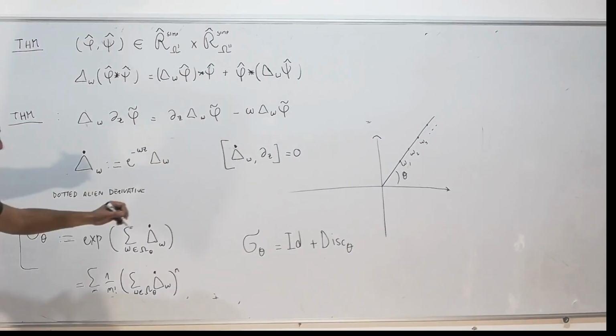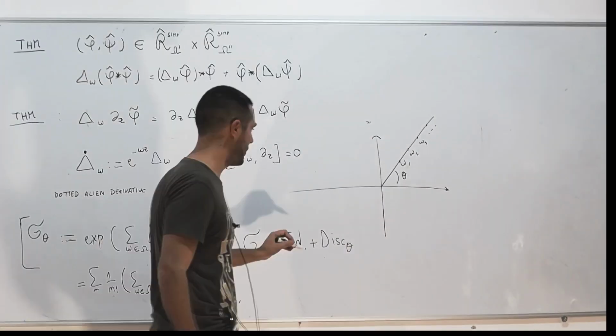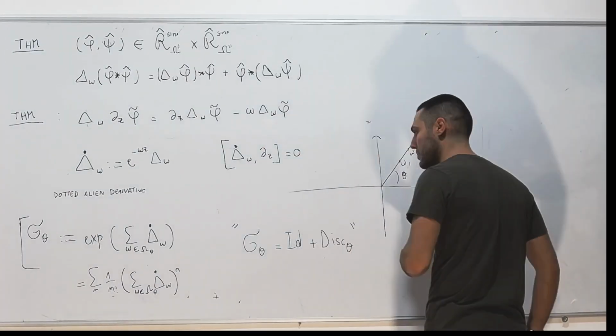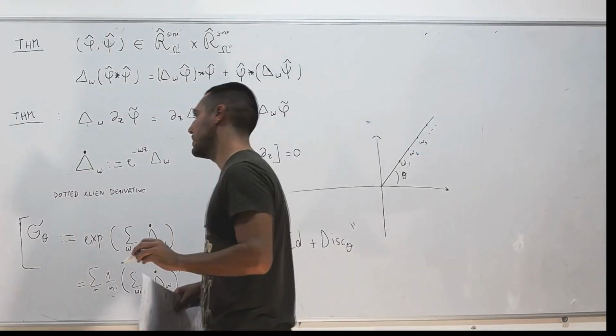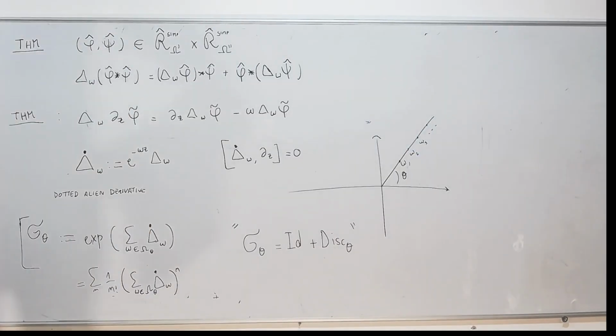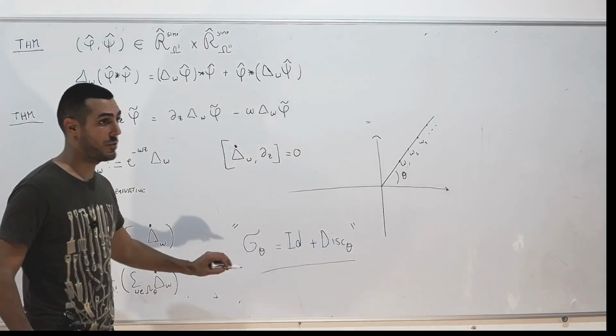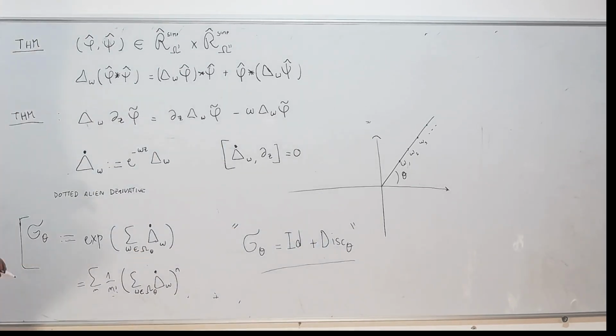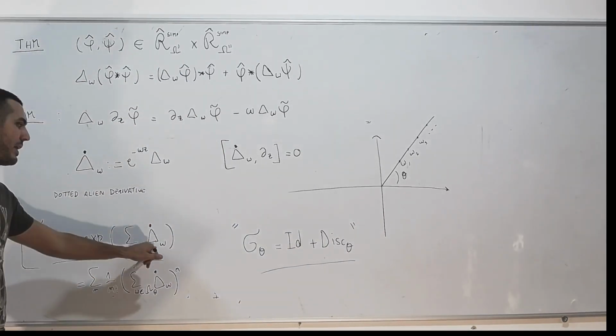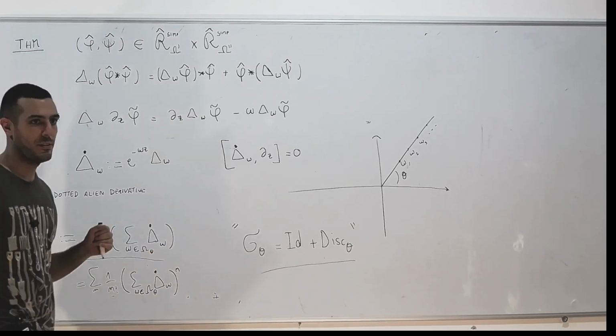But this is between commas, because you have to show it case by case that this is true. And this is funny because in the physics literature, this is given as the definition of the Stokes automorphism, and this is given as the definition of the alien derivative. So the alien derivative is defined as the logarithm of the Stokes automorphism.